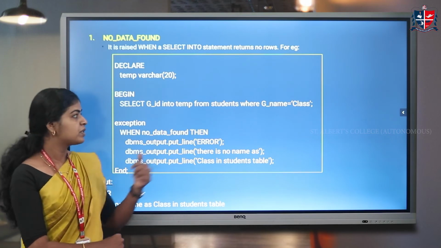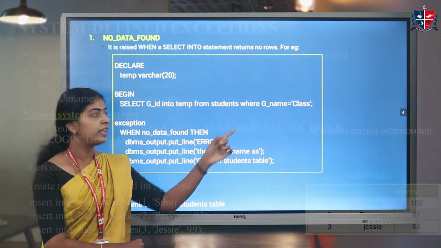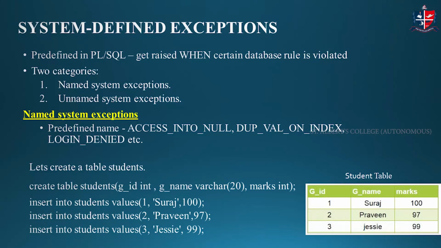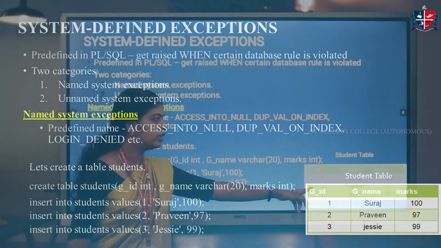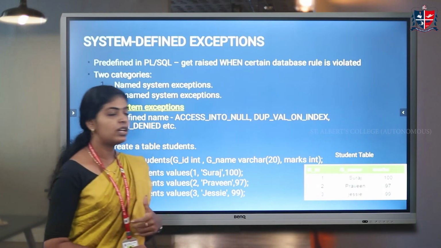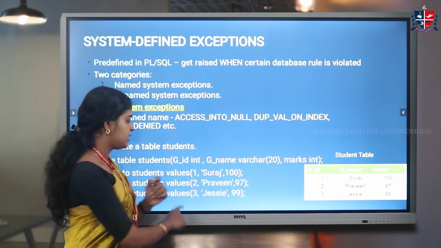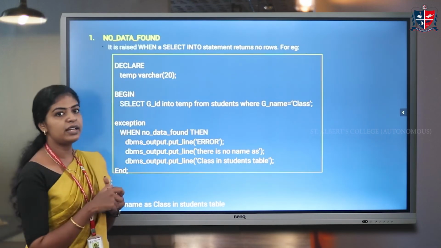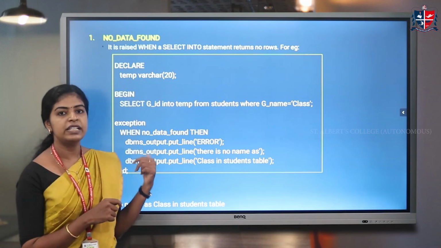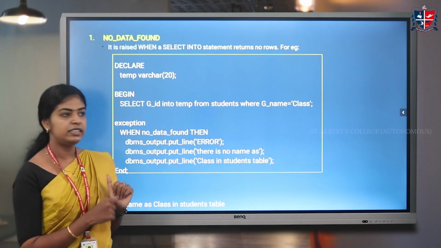Why? Because I don't have a G_name called class in this table. In this G_name, I don't have the name called class. So that means an error occurred. That means no data found in this program.